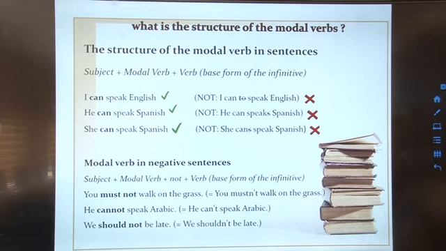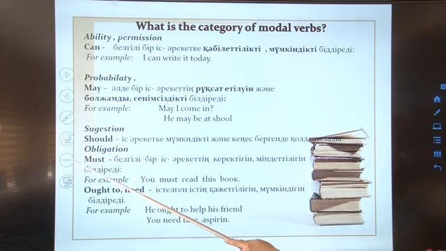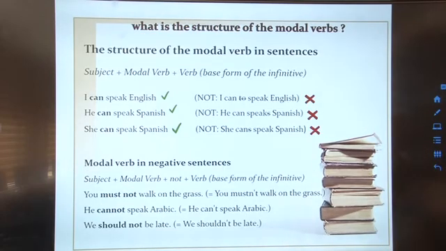Okay, the modal verb in a negative sentence. In the negative sentence, the structure is the subject, the modal verb, and not. This is the word of the negative sentence, and then the main verb. For example, we must not walk on the grass.